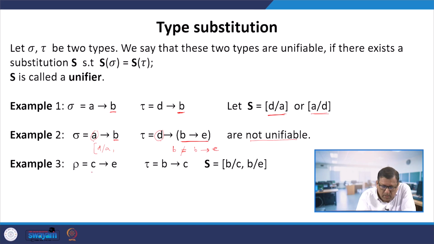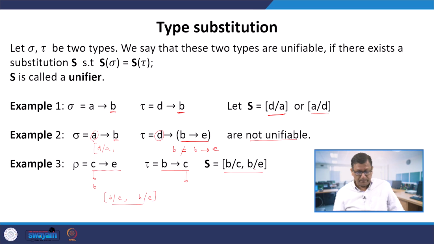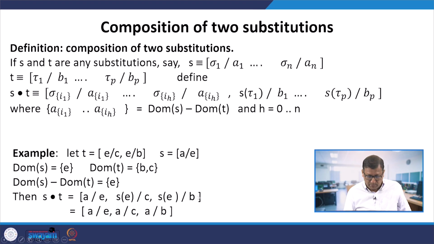Now, the third example, we have C arrow E and we have B arrow C. So, we can make C to B. So, then these parts will be same. Once we make C to B, C is replaced with B, and we apply it here, this will become B arrow E, this will become B arrow B. That means now E will have to be the same. So, we make E to B. So, that is what we have. C is replaced with B, E is replaced with B. So, then the final answer will be B arrow B.